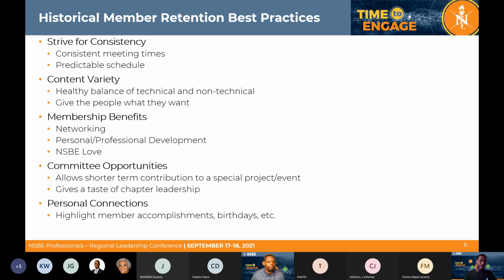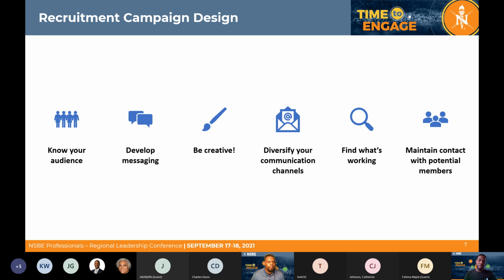All right. The next one, move on to what a recruitment campaign looks like. So just a high level overview. You want to know who your audience is, develop your message, be creative, diversify your communication channels, figure out what's working, and then make sure you maintain contact with the potential members.